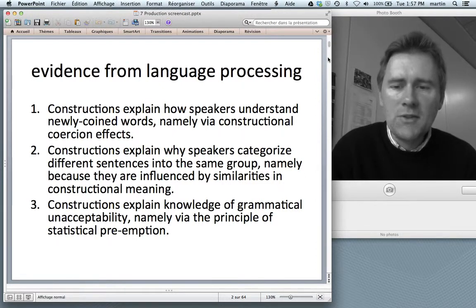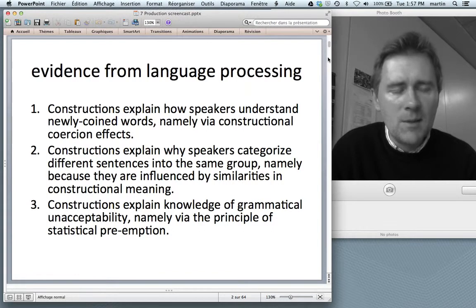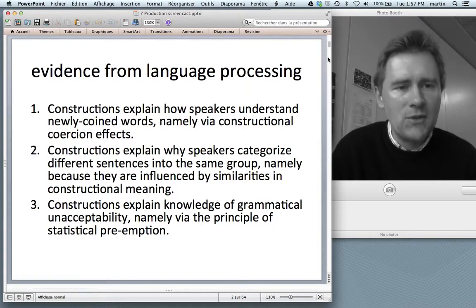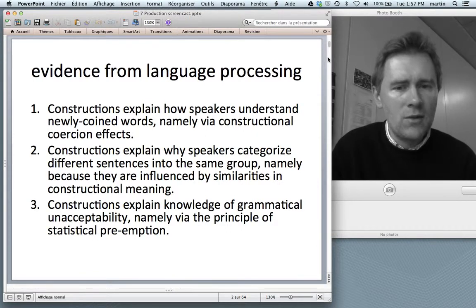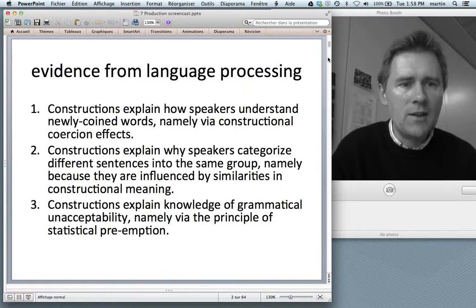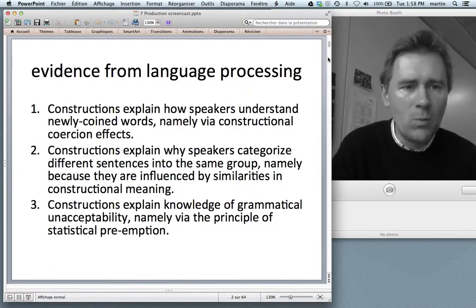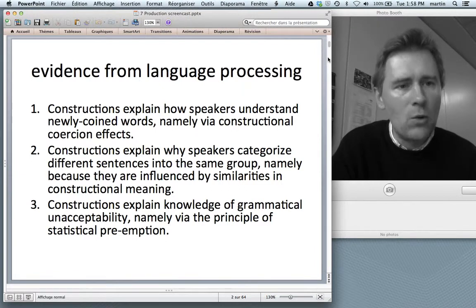Third, constructions explain knowledge of grammatical unacceptability. You know that you can't say things like she considered to go to the store or the awake child, and you have learned this via the principle of statistical preemption. If you, as a hearer, observe that speakers repeatedly avoid one simple structure and instead go for a more complex structure, you assume that they must have a reason for that. There must be a grammatical constraint that disallows the simple option.